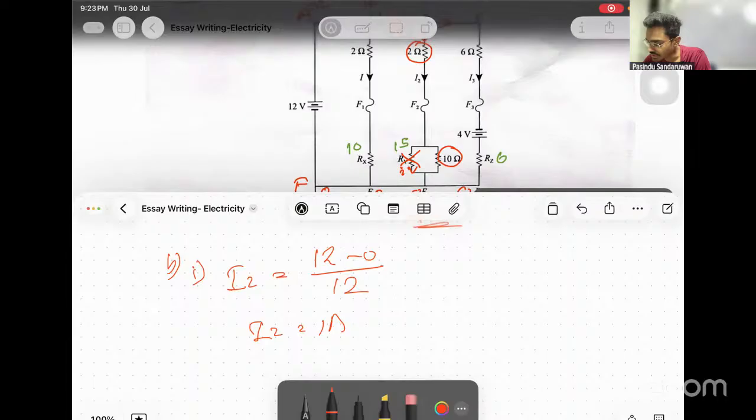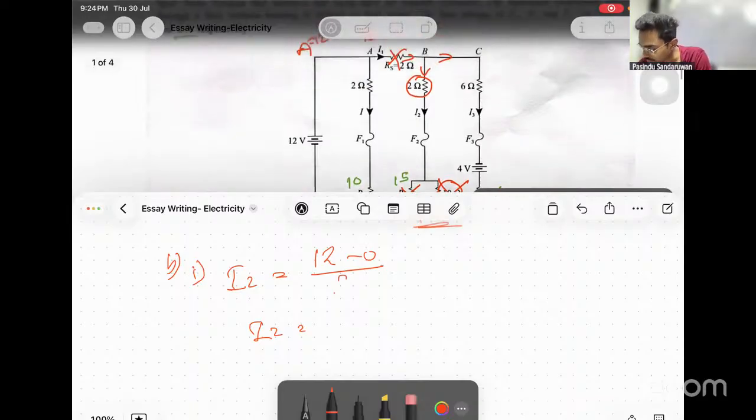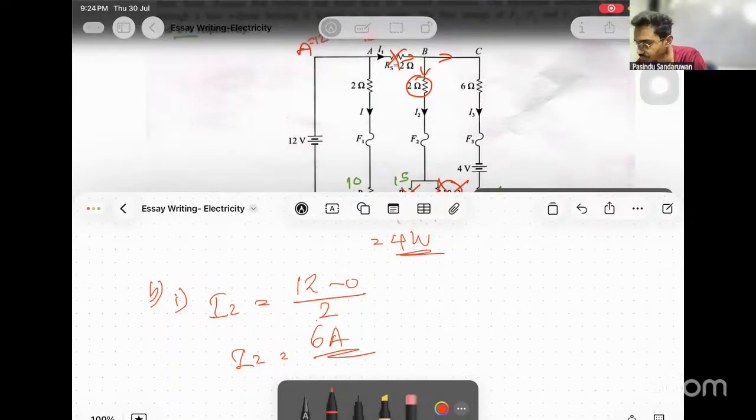Sorry, that's a short circuit. Wait, there is another short circuit here. Now if this is a short circuit, then the 10 ohms is also going to be short circuited, since they are parallel. Then only 2 remains. Then 12 over 2, that is 6 amperes. Then we need I3.